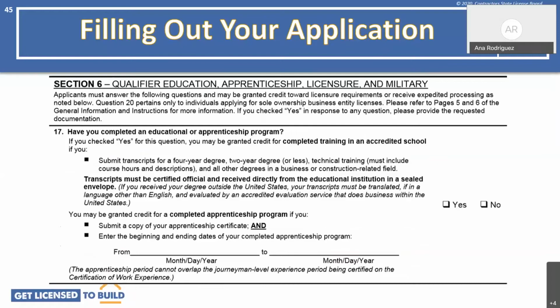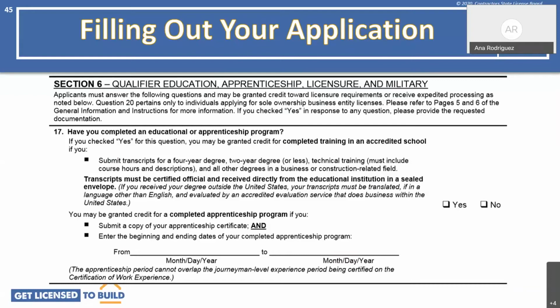Section 5 is a series of yes or no questions, so we're not going to cover those here. But section 6 is where you see the qualifier, education, apprenticeship, licensure, and military. You may be granted credit towards the 4-year experience requirement based on your education. Question number 17 asks if you have completed an educational or apprenticeship program.